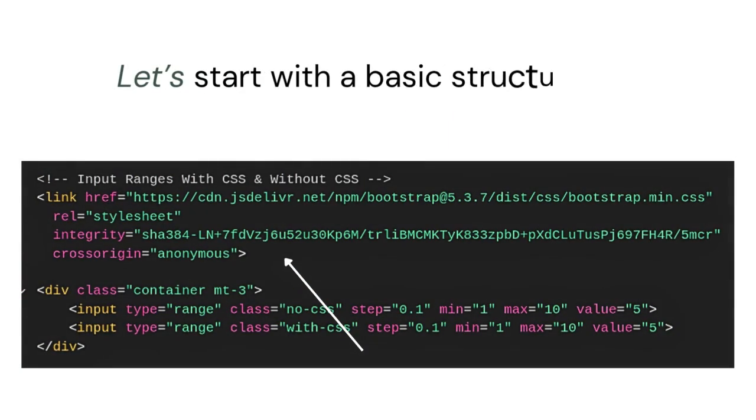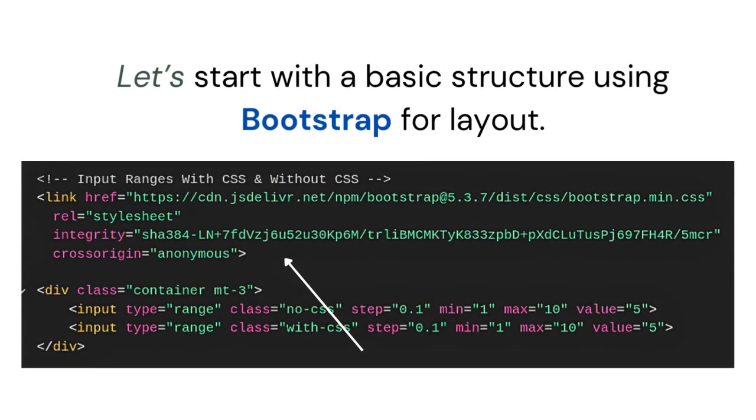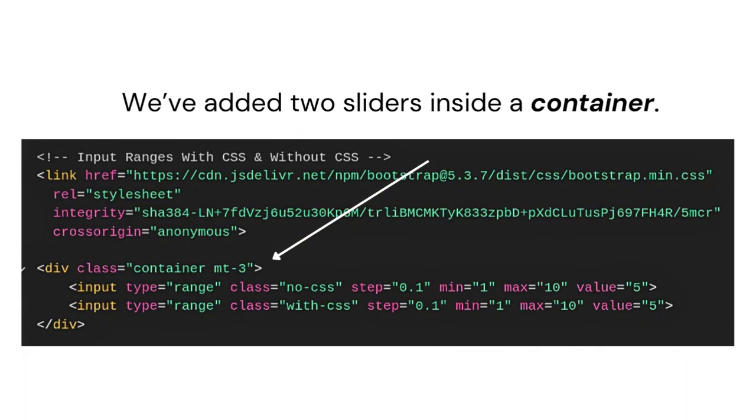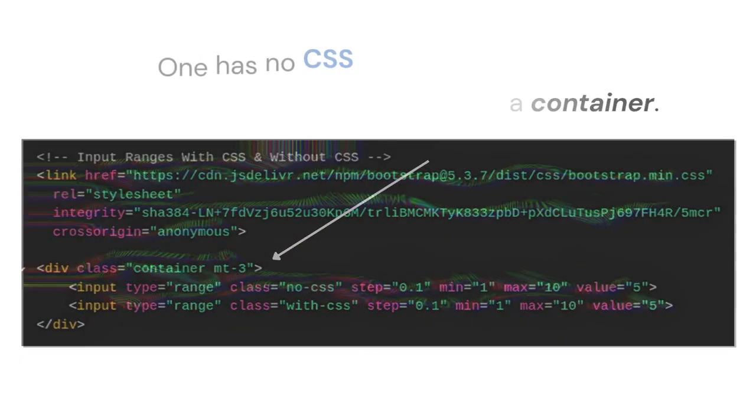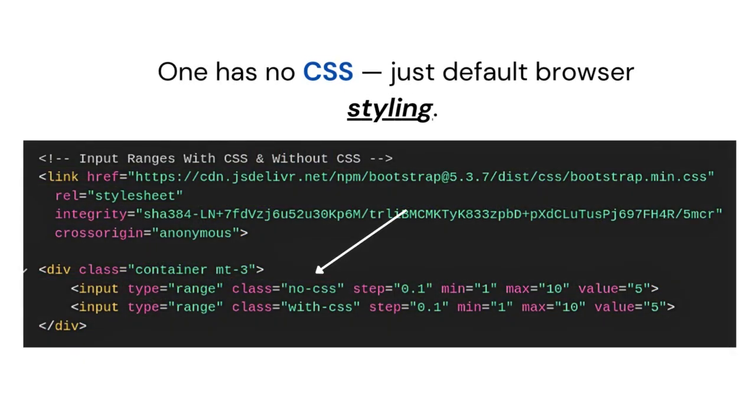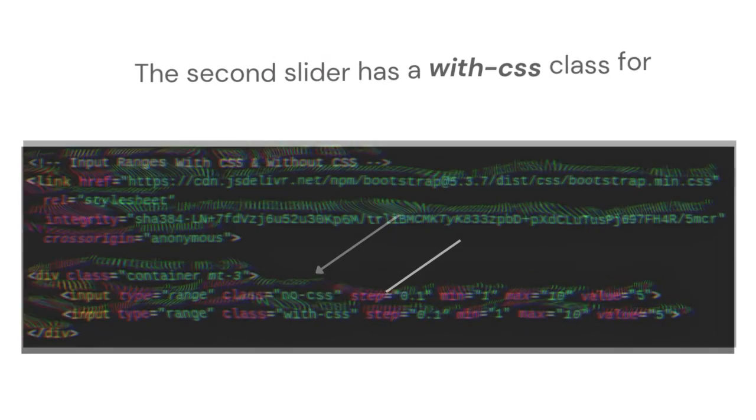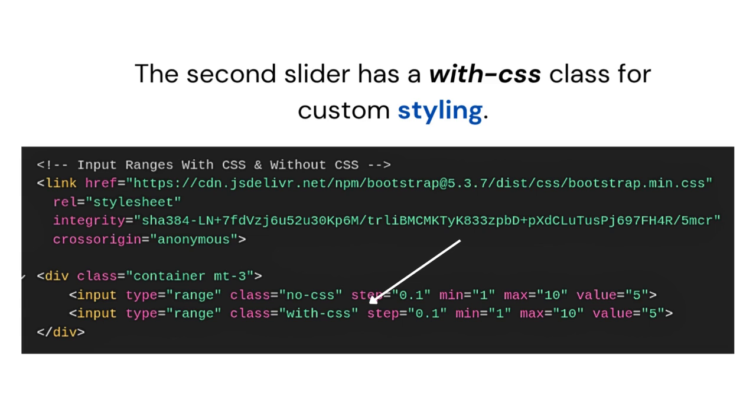Let's start with the basic structure using Bootstrap for layout. We've added two sliders inside a container. One has no CSS, just default browser styling. The second slider has a .with-css class for custom styling.